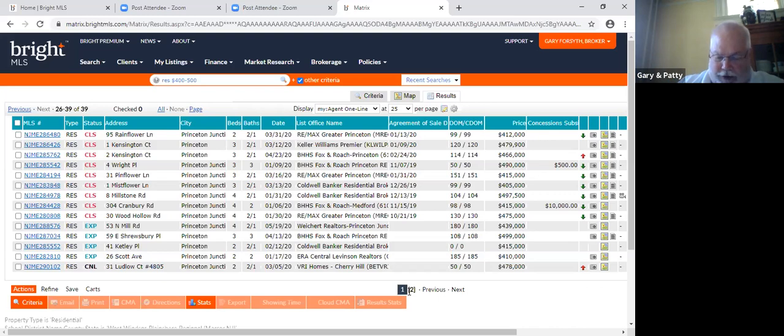So I usually put this on a piece of paper. You can put it on the bottom of the search, printed blank page. I would put the number 7 actives, that equals your supply. 5 pendings plus 21 closed equal your demand. Your total is divided by the number of months you searched. That's your sales per month. So that gives you a very good understanding of what's happening in the marketplace.